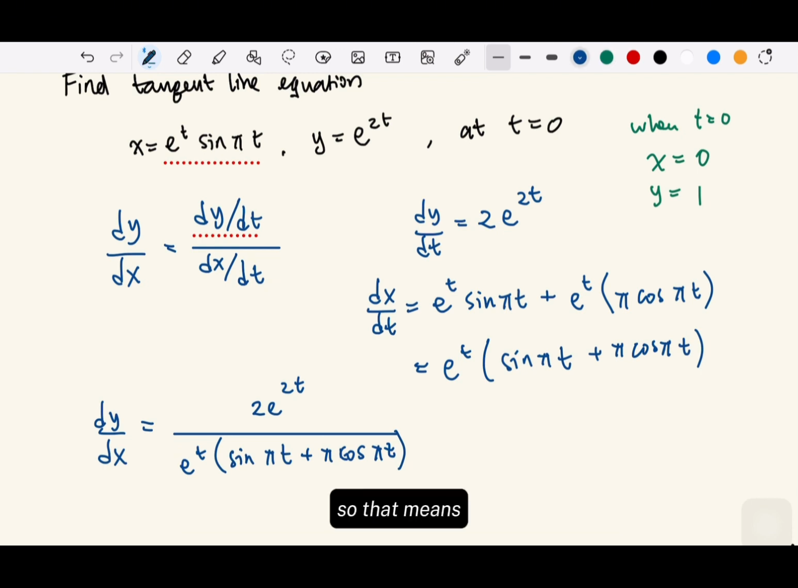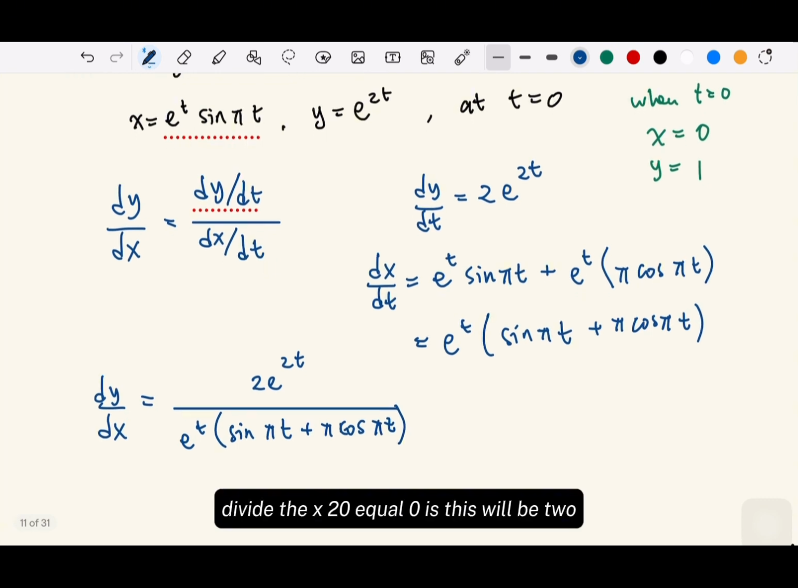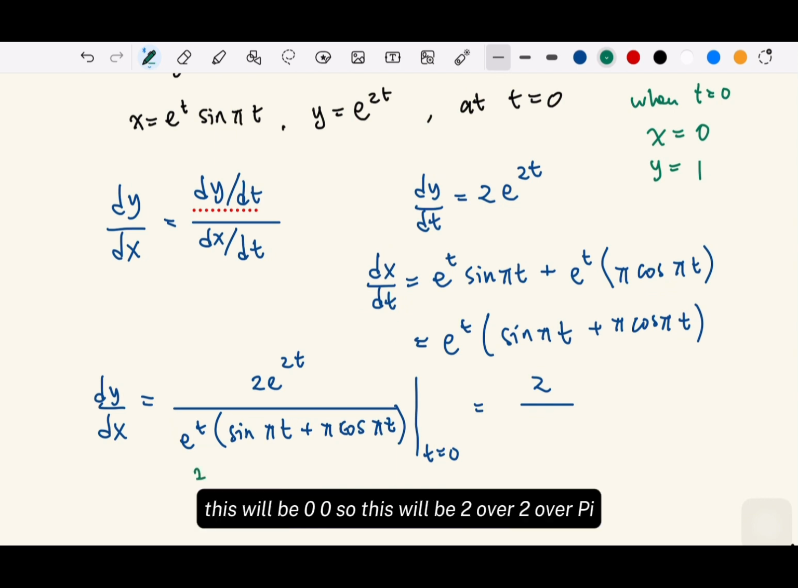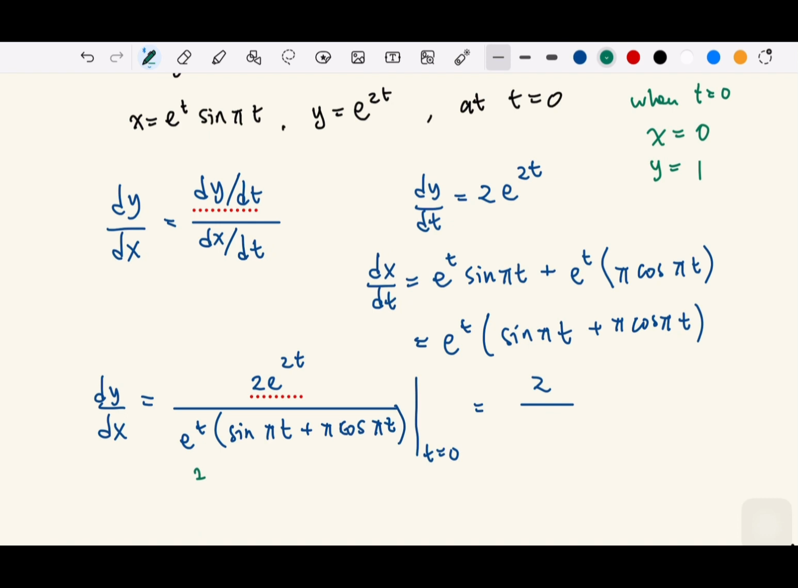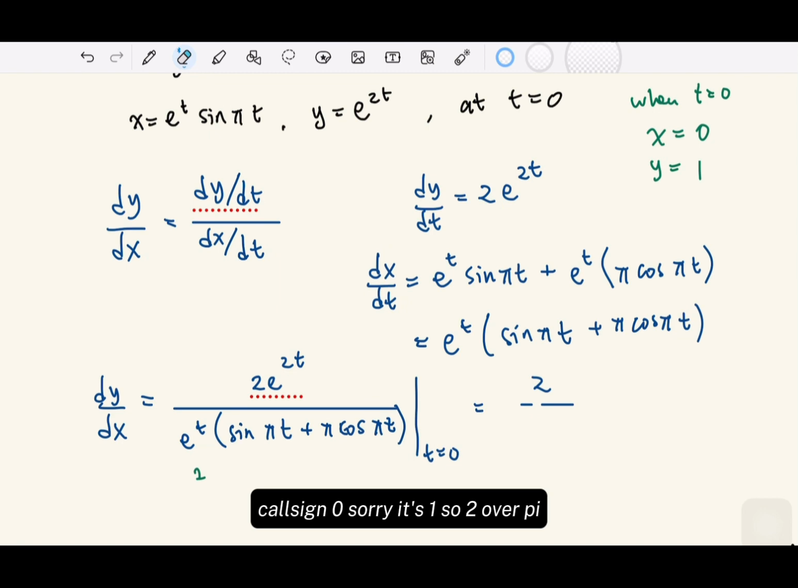So that means dy dx when t equals 0 is, this will be 2. So this will be 1, this will be 0. So this will be 2 over pi. So 0, and then this will be 1 cosine pi. Cosine 0, sorry, it's 1, so 2 over pi.